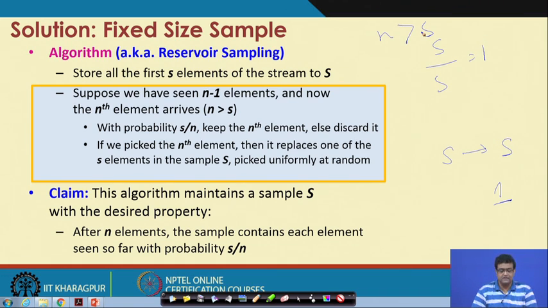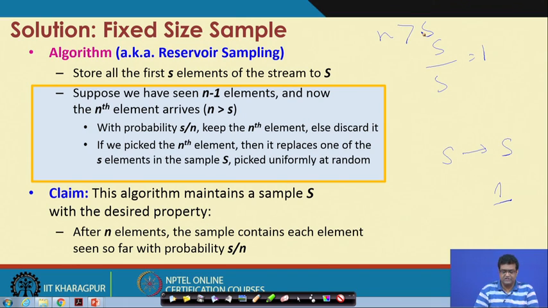Now, when you have seen, let us say, n elements where n is greater than s, then you do the following steps.